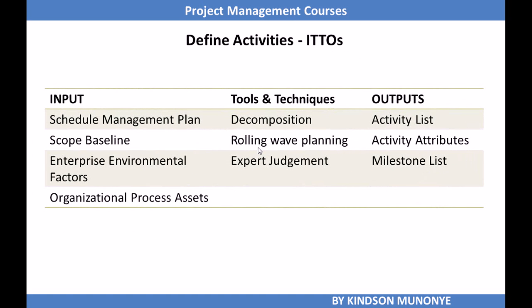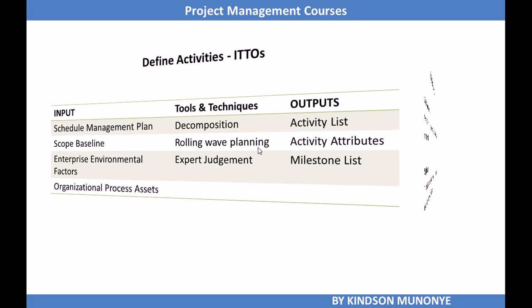The inputs, tools and techniques, and outputs of define activities include: for the inputs we have the schedule management plan, the scope baseline, enterprise environmental factors, and organizational process assets. Three tools and techniques are used, and they are decomposition, rolling wave planning, and expert judgment. The define activities process yields the activity list, activity attributes, and milestone list. Let's now take a look at these items to see why exactly they apply to this process.